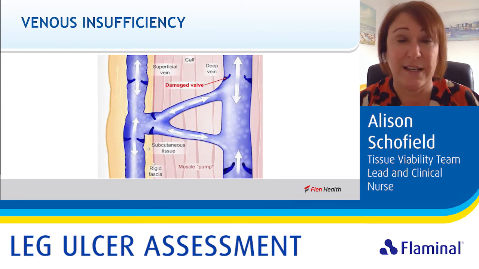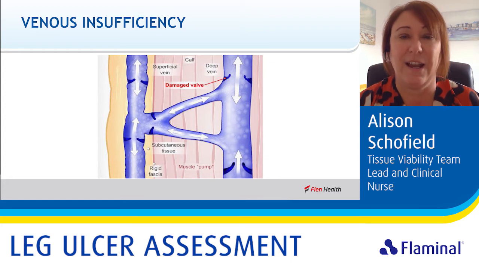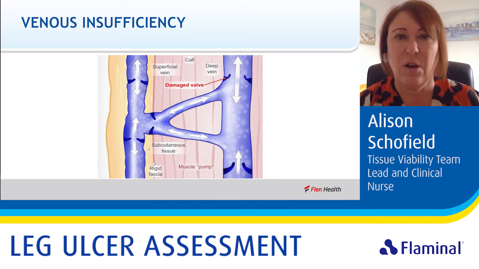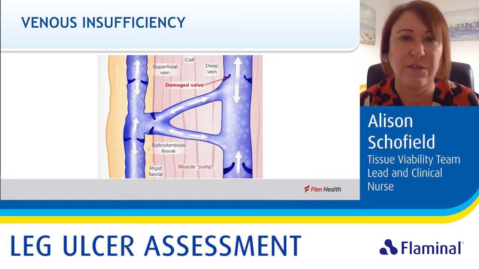When we have venous insufficiency, then this diagram shows us the problems. So the valves have become damaged, they're not meeting together, and so we get a backflow of blood. So the blood's pumping up, some of it's getting up to where it should go, but a lot of it is dropping back down and returning. So we get then an overload of venous blood supply.